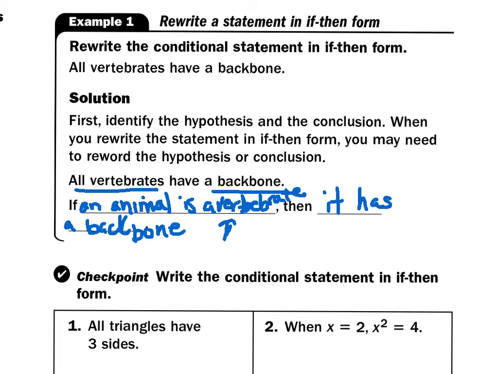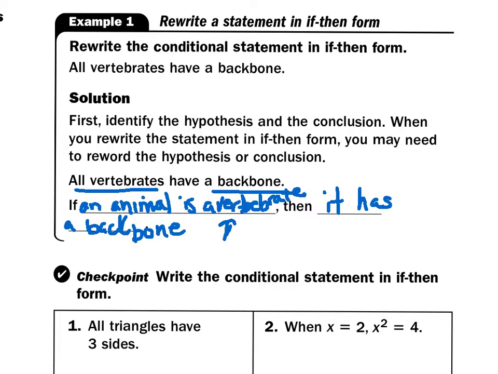Okay, how about the converse? We're going to put on our shoes and run backwards. So if an animal has a backbone, then it is a vertebrate. Inverse. We're going to negate both the hypothesis and the conclusion. Well, this is again the negation of it, and I've already said that. If an animal is not a vertebrate, then it does not have a backbone. So this is the same thing as the negation.